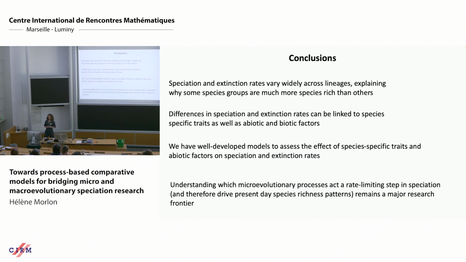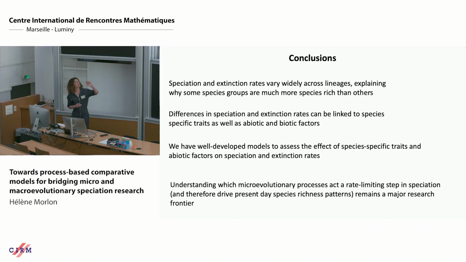In conclusion, I'm sure this went a little bit fast, I'm sorry about that, but speciation and extinction rates vary widely across lineages, which ultimately explains why some species groups are much richer than others. We can link differences in speciation and extinction rates to species-specific traits as well as abiotic and biotic factors in the current comparative models that we have.